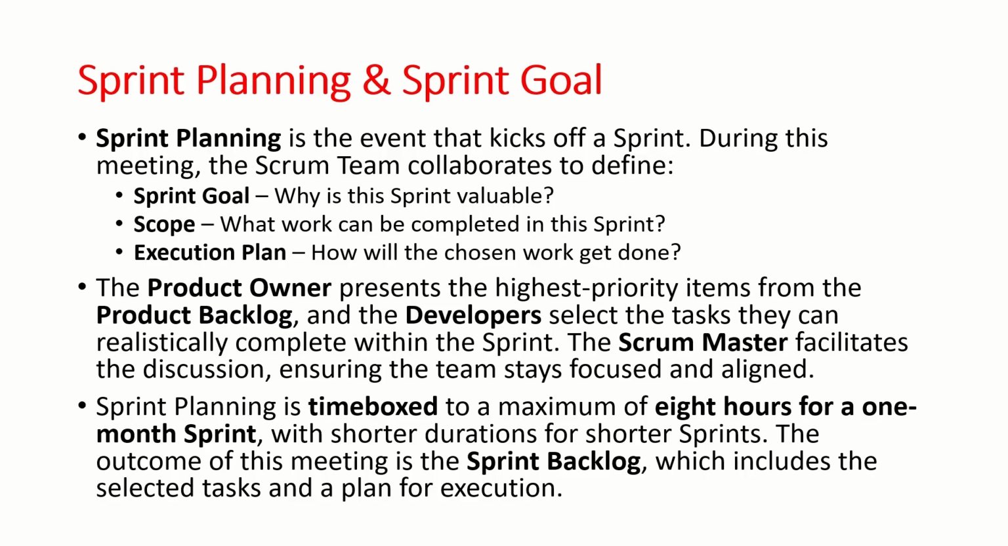Sprint planning is a time boxed activity of a maximum of 8 hours for a 1 month sprint. And we have to reduce the duration of the sprint planning meeting if the sprint duration is shorter. For example, for a 1 week sprint, or a 2 week sprint, 2 to 4 hours of planning activity is required. The outcome of this meeting is the sprint backlog, which includes the selected tasks and plan for execution.